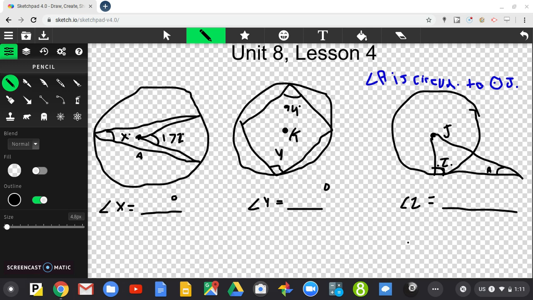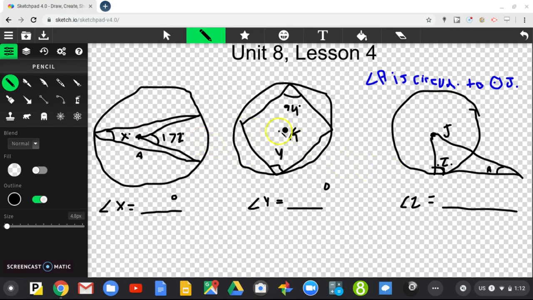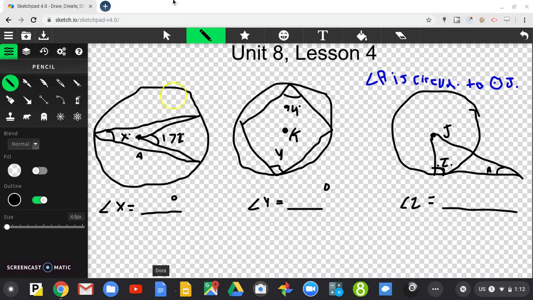So this is Unit 8, Lesson 4. And this is about just certain rules that are true with circles in certain situations. So we have 3 different circles, 3 different rules. This is circle A, that A is supposed to be the center, circle K, and circle J, AKJ. So let's look at circle A first and figure out something.